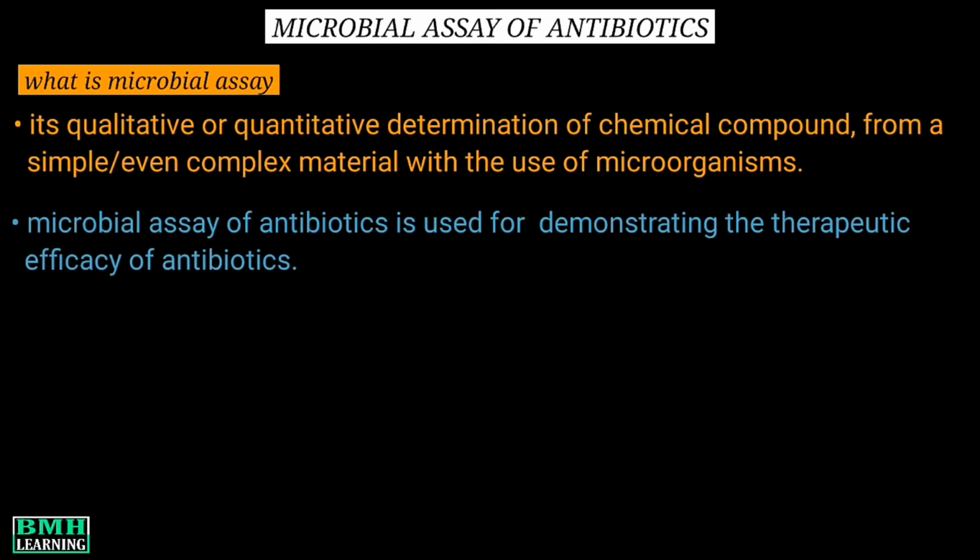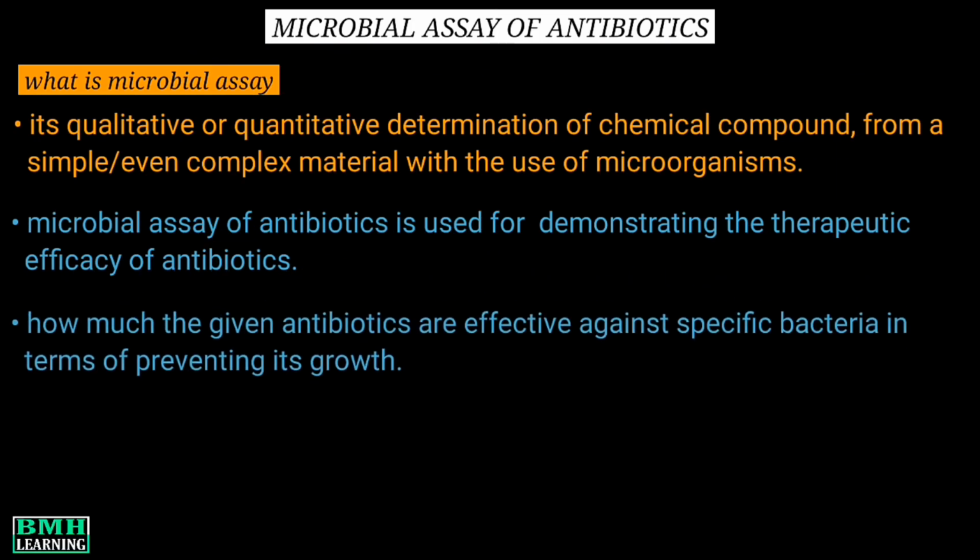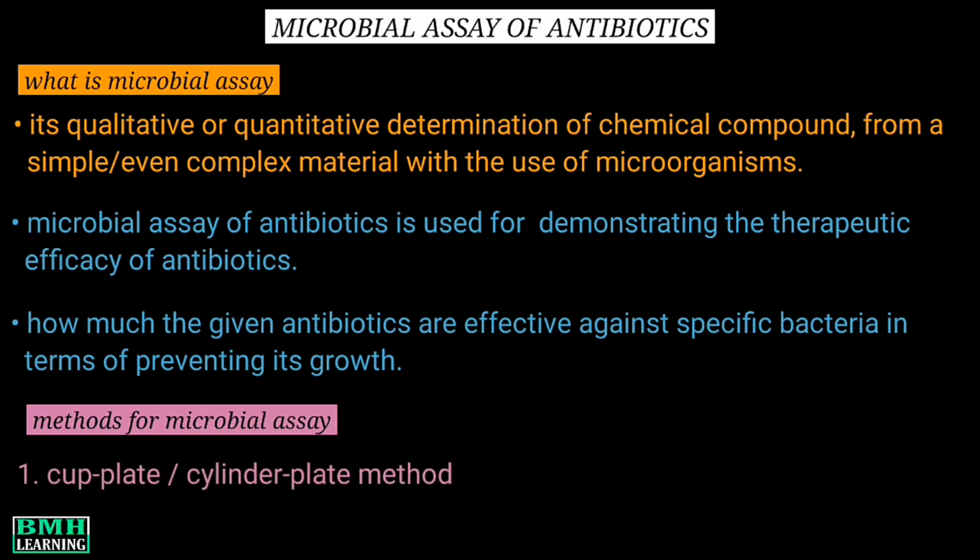Now, talking about the microbial assay of antibiotics. This is basically used for demonstrating the therapeutic efficacy of antibiotics, that is, how effective the given antibiotics are against specific bacteria in terms of preventing their growth. For microbial assay of antibiotics, two methods are generally employed: the cup plate, also called cylinder plate method, and the turbidimetric or tube assay method. This tutorial will deal with the cup plate method.